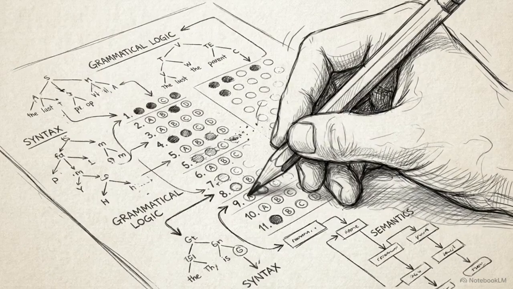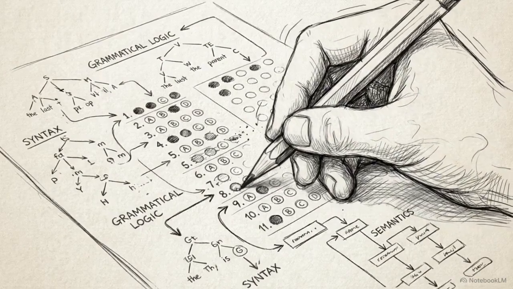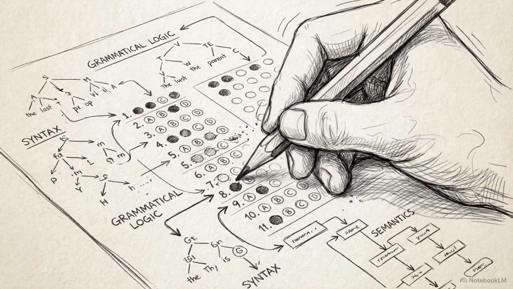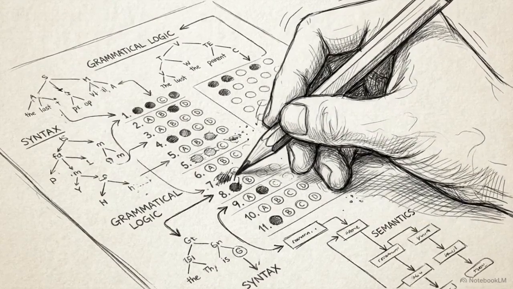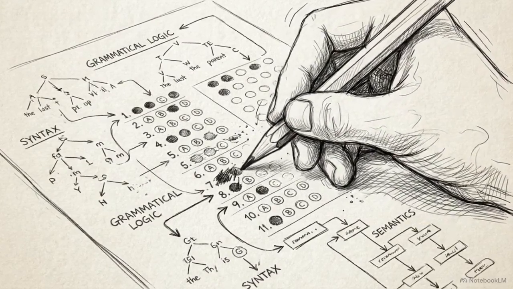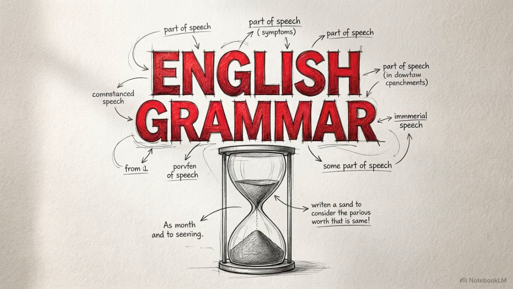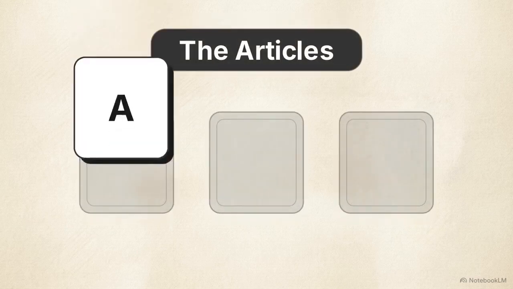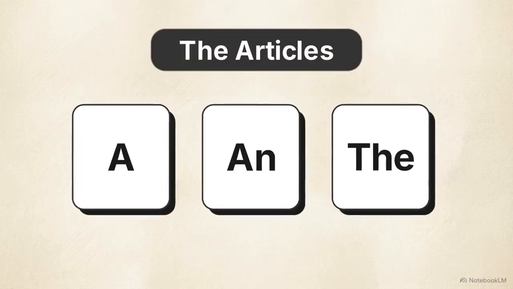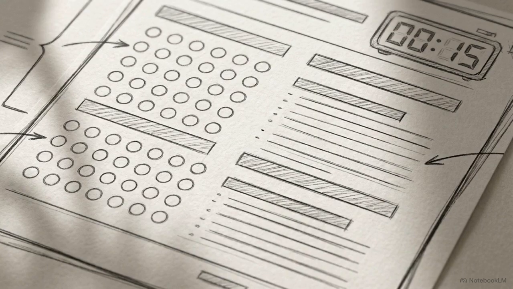When you sit for competitive exams like GPSC or TLATI, the clock is ticking. You have seconds to process each question and mark your answer. And one section consistently drains both time and marks: English grammar. Specifically, knowing exactly when to place the articles a, an, or the. Test makers love to set traps.